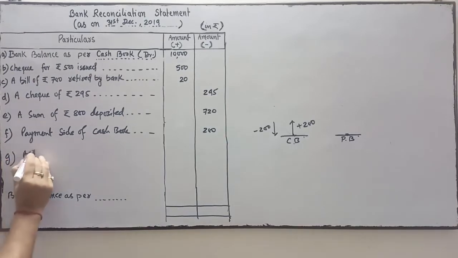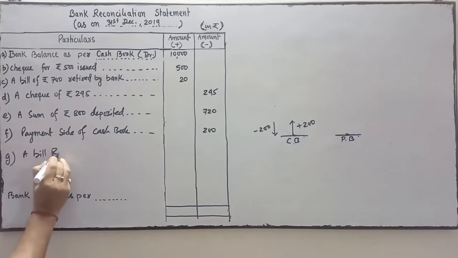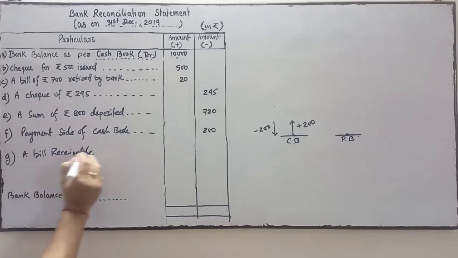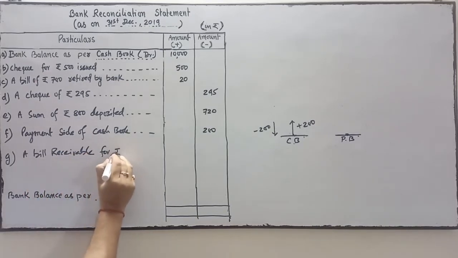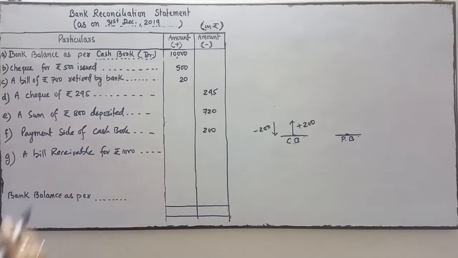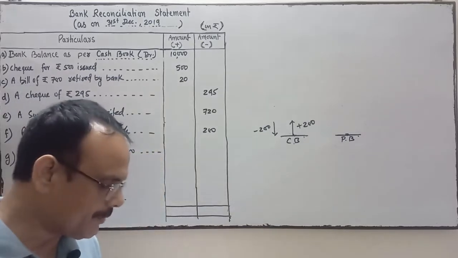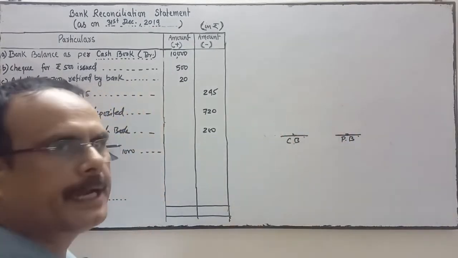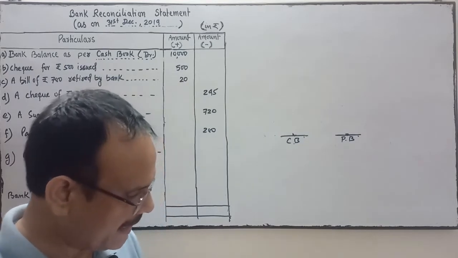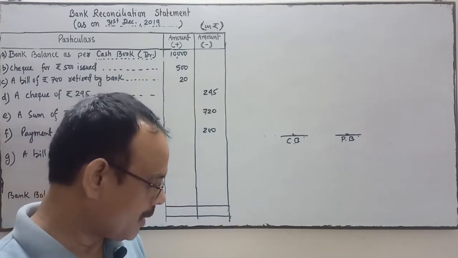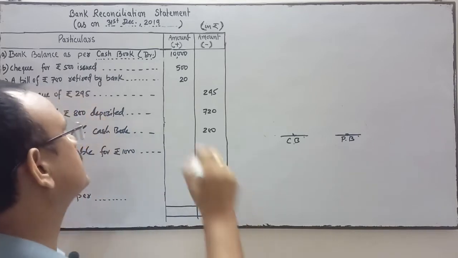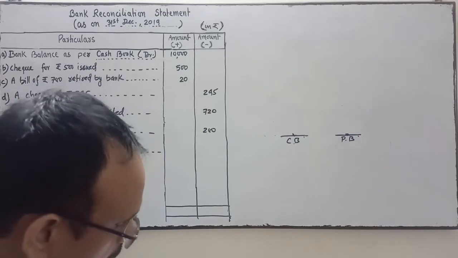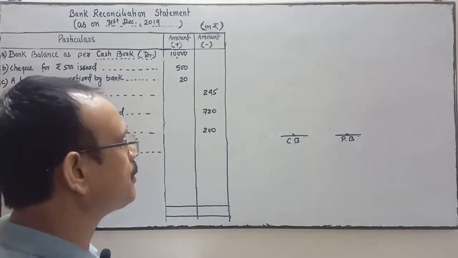Next is the G point, point number G. A bill receivable for rupees 1000. Thereafter complete the sentence. Discounted with the bank in November 2019. Dishonored on 31st December 2019, means on the date of reconciliation that bill was dishonored. Entry of dishonor was not recorded in the cash book.